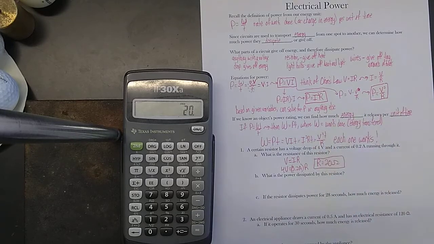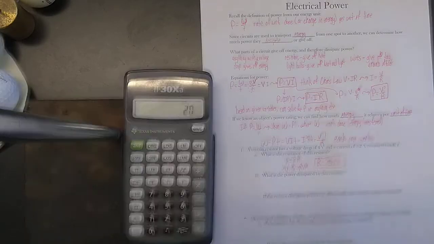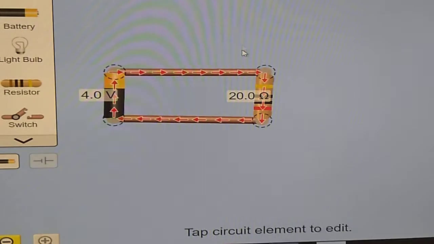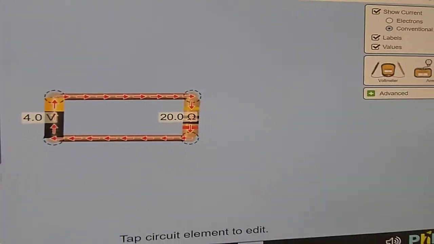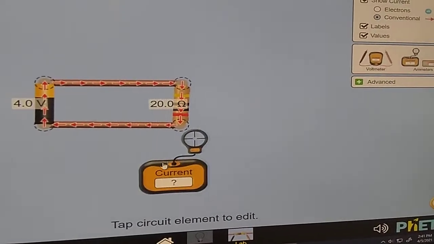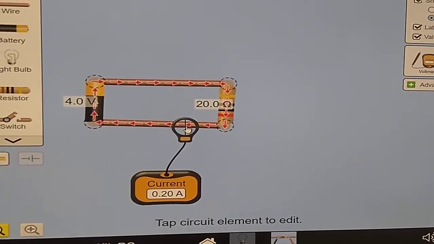We're going to go to the simulation to see that real quick. There's a 4-volt battery, a 20 ohm resistor. I'm going to bring over my ammeter, figure out what the current is. It's 0.2, just like we said. Okay, back to this question.